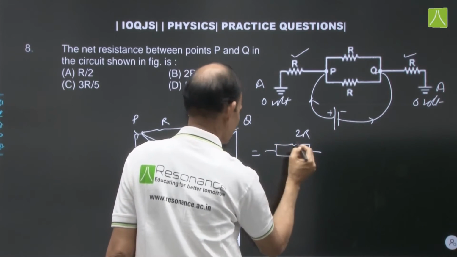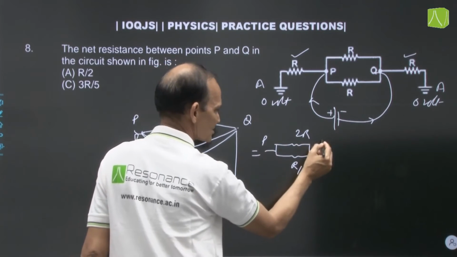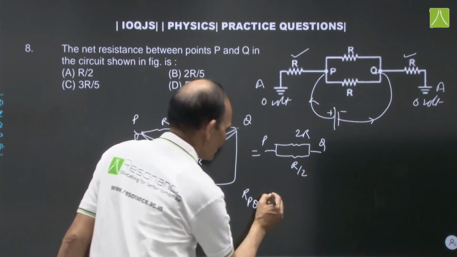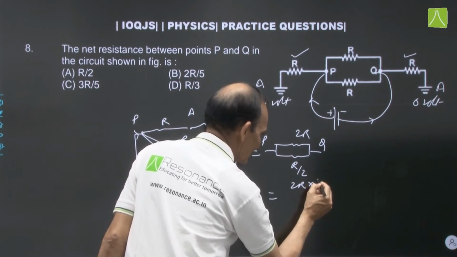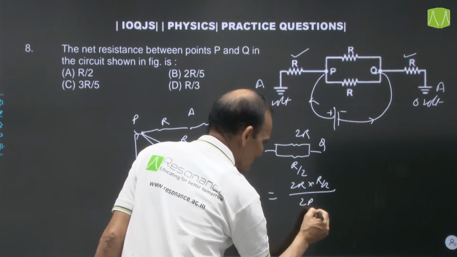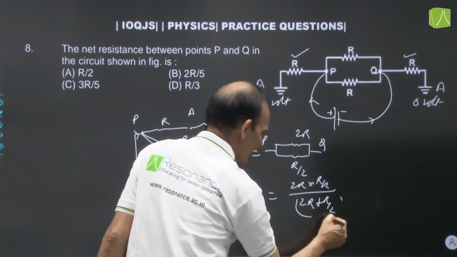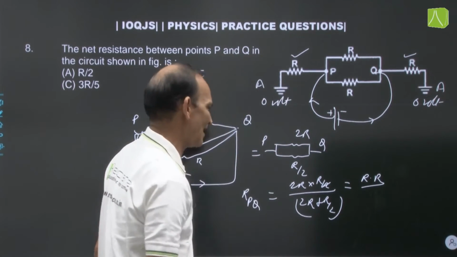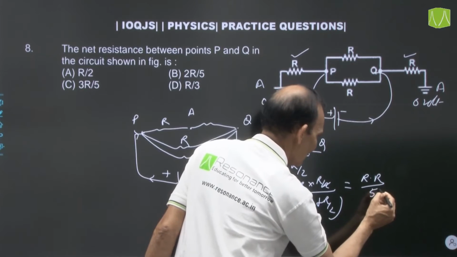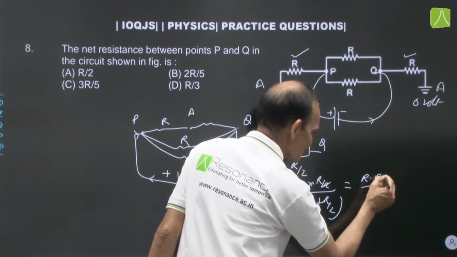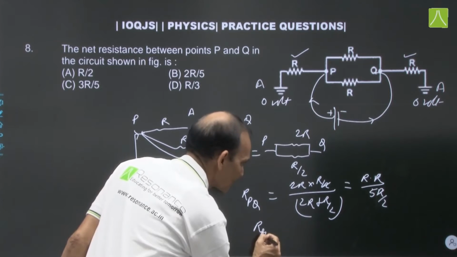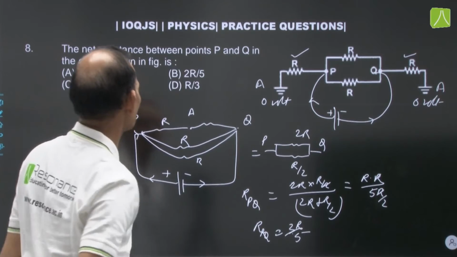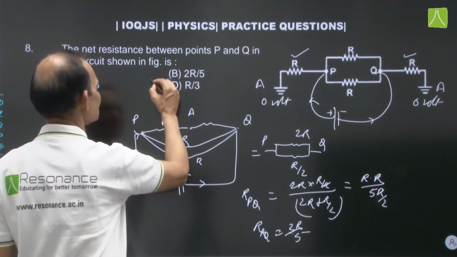This point is P, this point is Q. So what is RPQ? Both are connected in parallel. So it will be 2R into R by 2 divided by 2R plus R by 2. That is, 2 cancels 2. It is R into R divided by 5R by 2. 5R by 2. R cancels. So RPQ is 2R by 5. So the correct option is B.